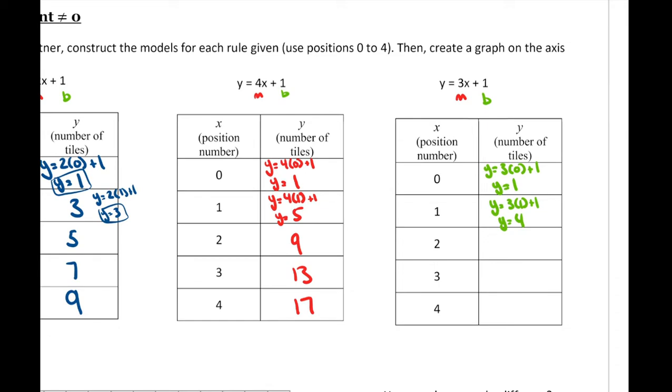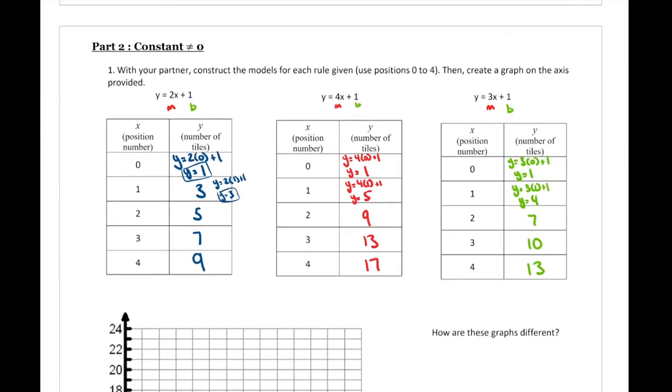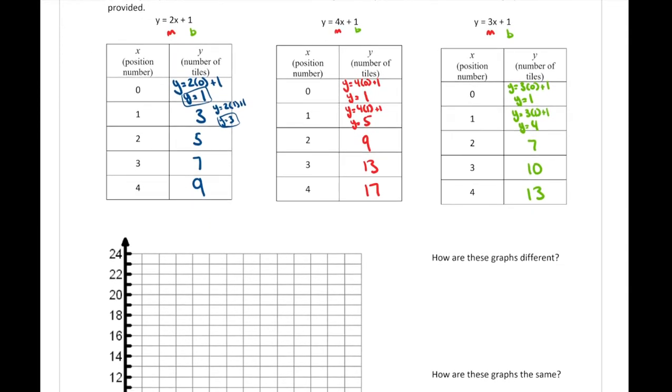We're increasing by 3 every time. So then we have 7, 10, and 13. So those are our 3 rules. Now again, we're going to go through and graph each rule. So we're going to look at the table of values and use that to help us graph.